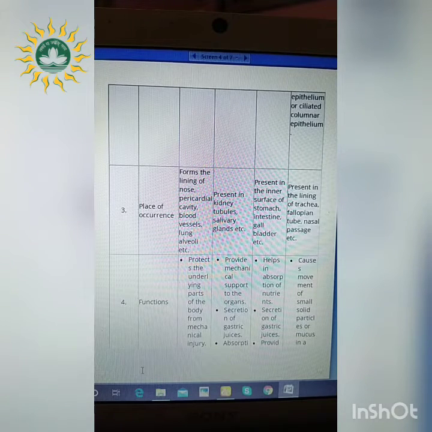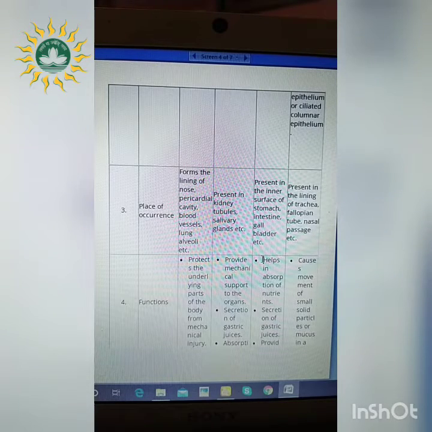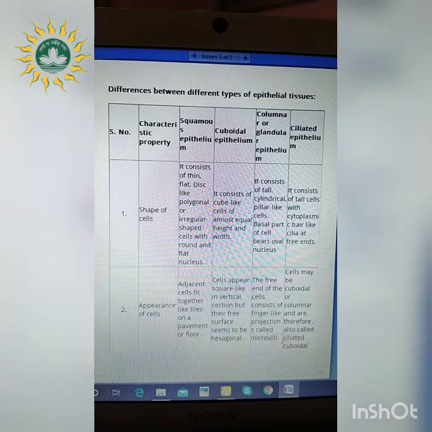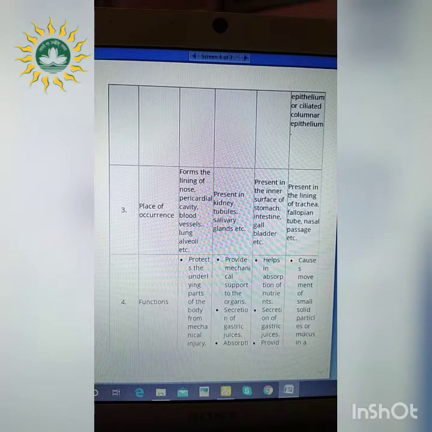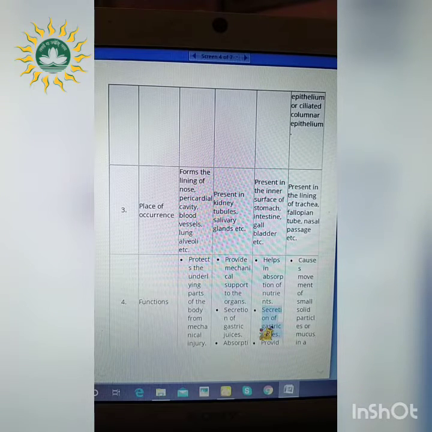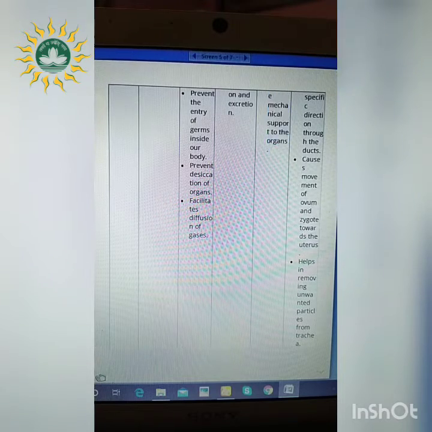Thirdly, in case of columnar or glandular epithelium cells, what is the function? It helps in the absorption of nutrients. So the absorption process is taking place. I've mentioned here that microvilli are present, so it is helping in the process of absorption. It also helps in the secretion of gastric juices. So both cuboidal as well as columnar are helping in the secretion of gastric juices. And thirdly, it provides mechanical support to the different organs which are present, that is, it provides rigidity.